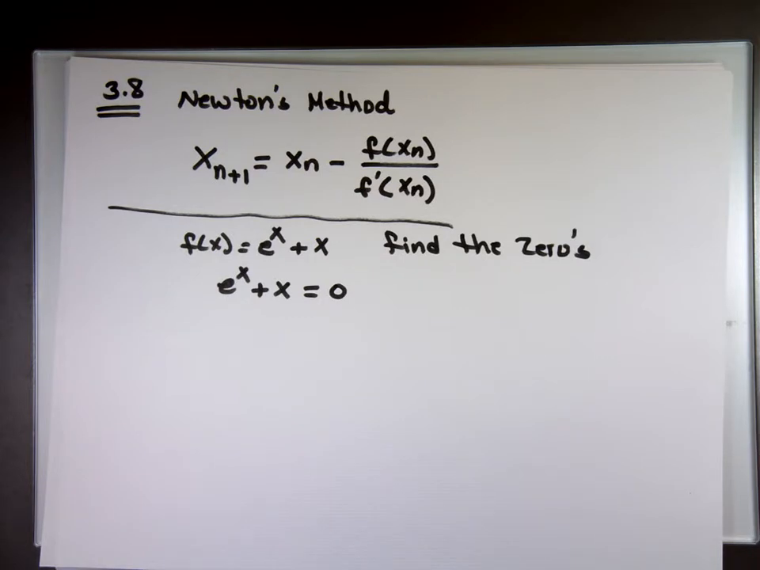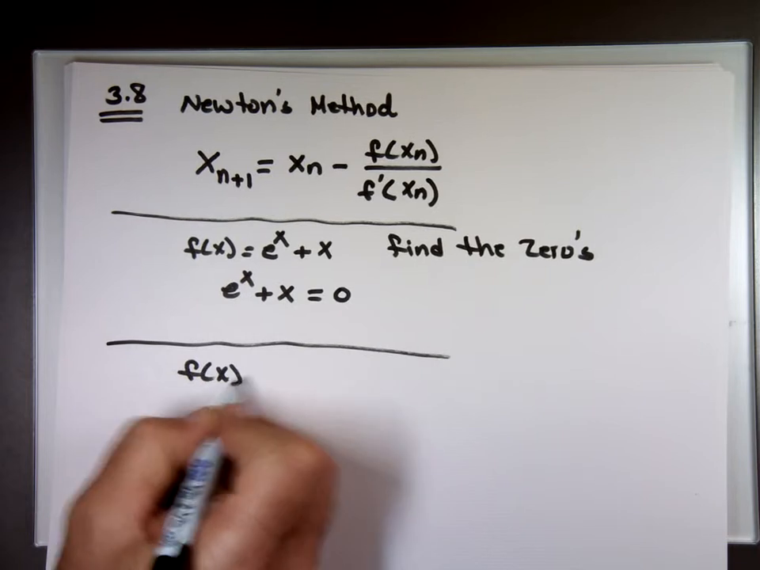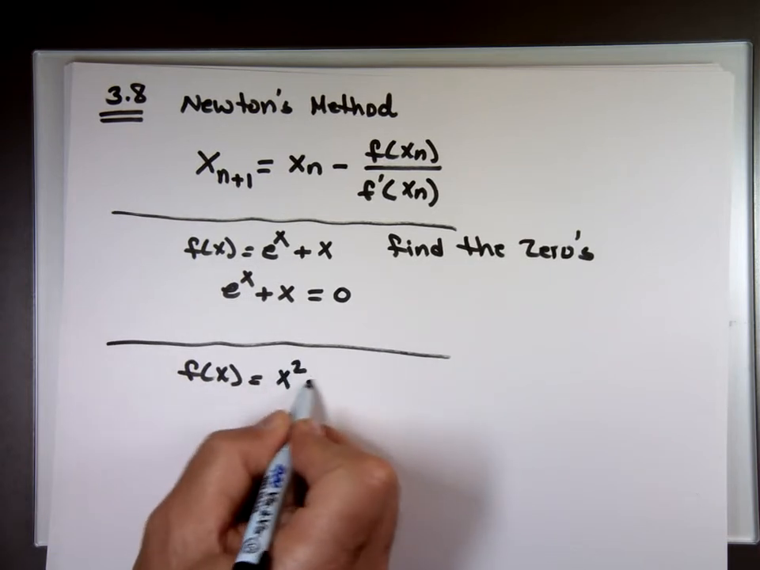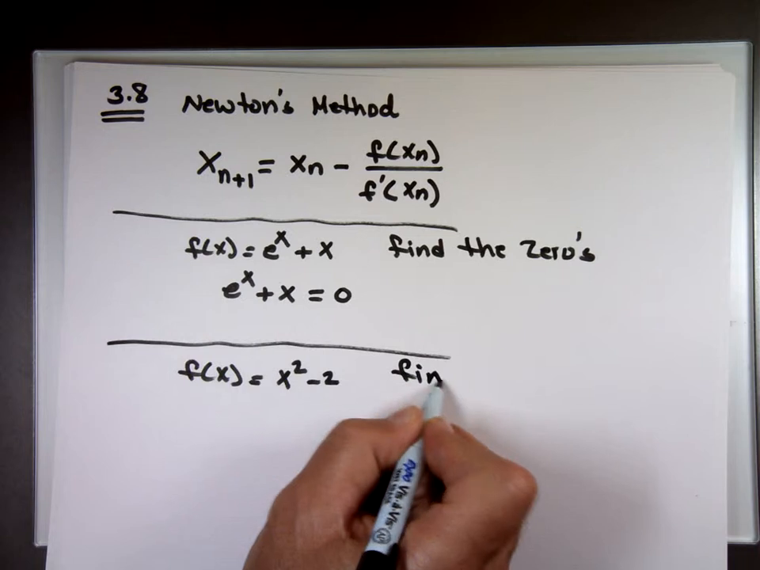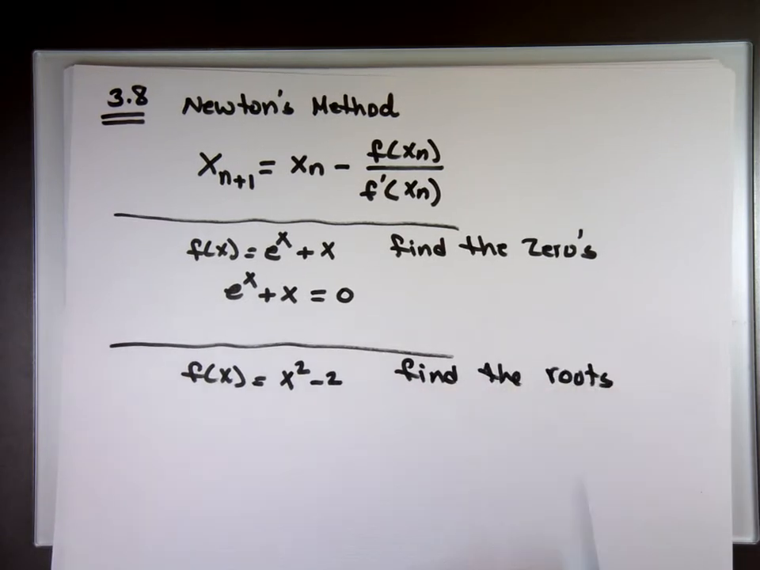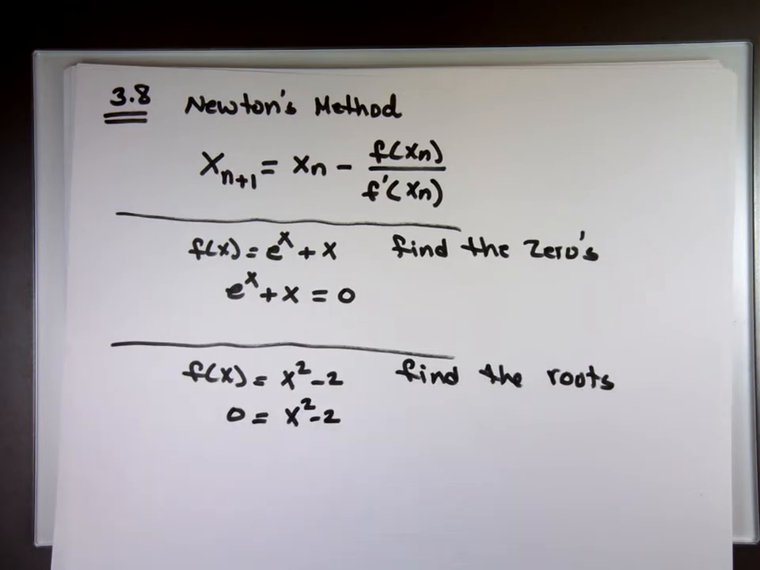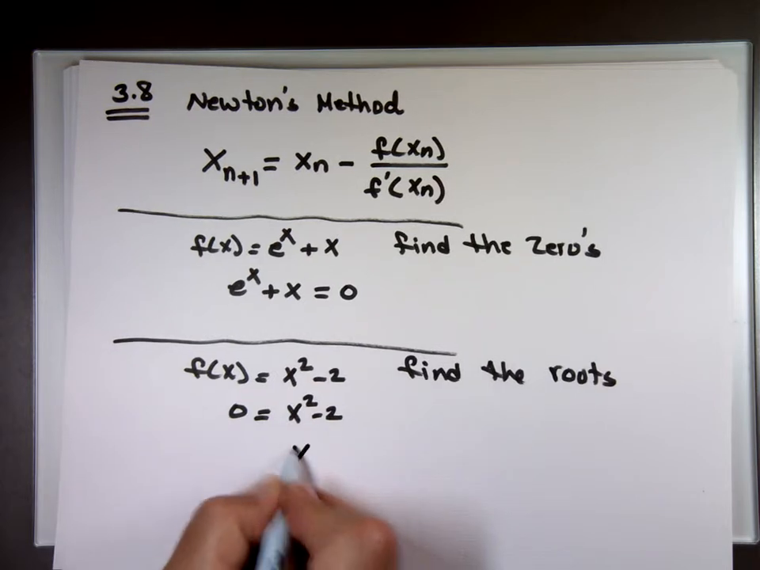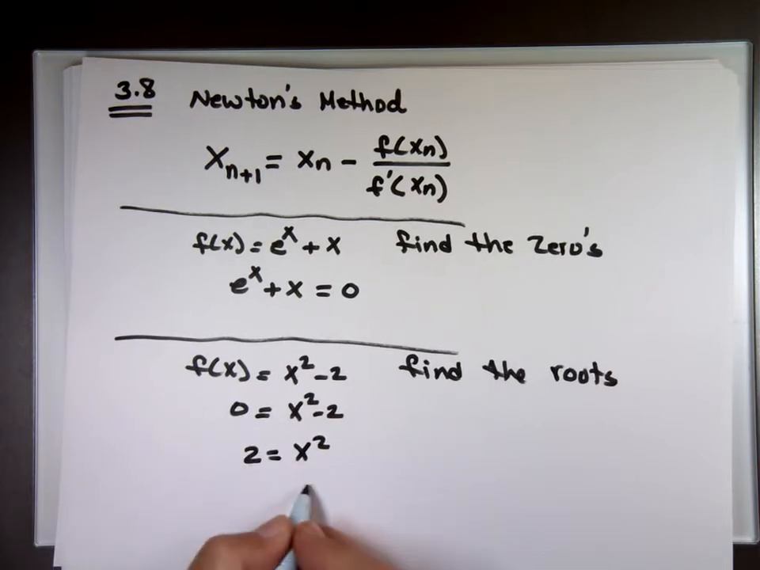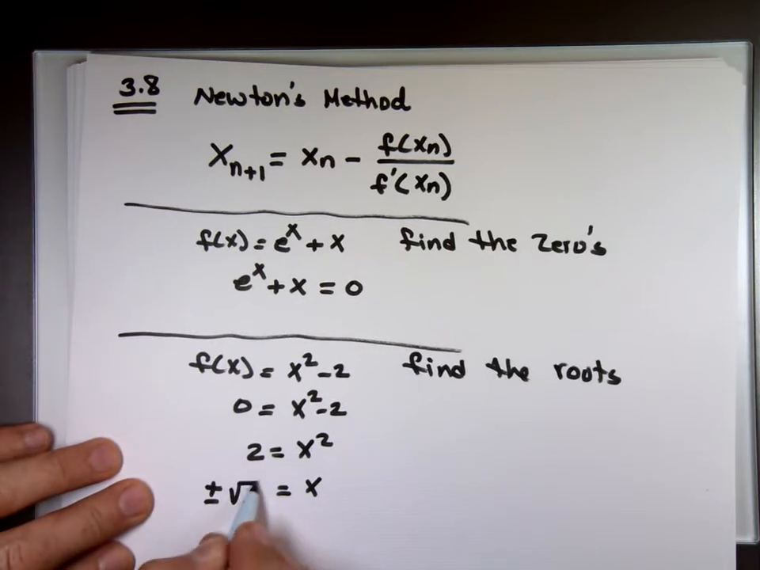If the equation was a simple one, like a different example here, f of x equals x squared minus 2, and you want to find the roots or the zeros. Roots or zeros, the same thing. You set it equal to 0. You take the minus 2 here. And what's x equal to? Plus or minus what? The square root of 2. That we can solve. This we can't.